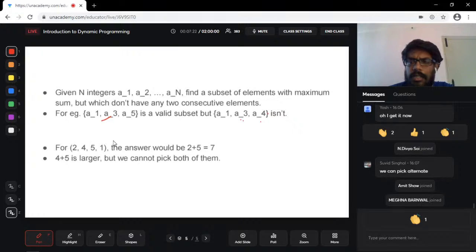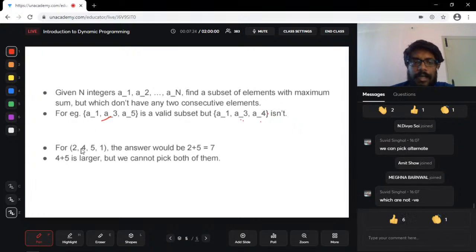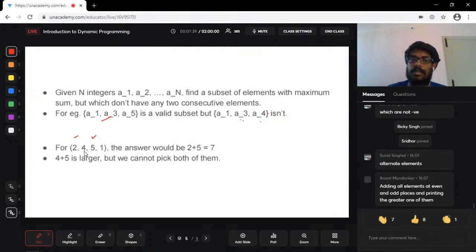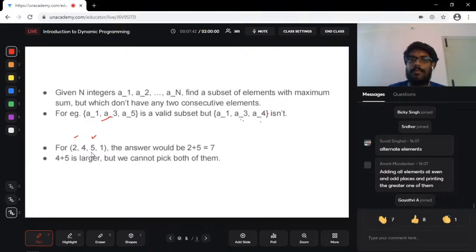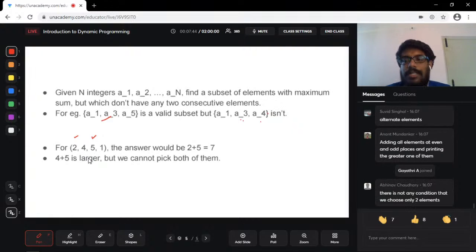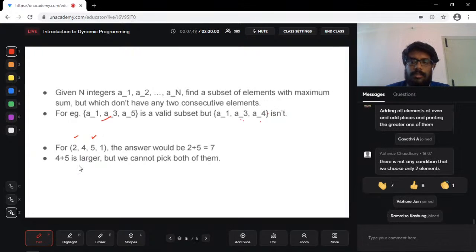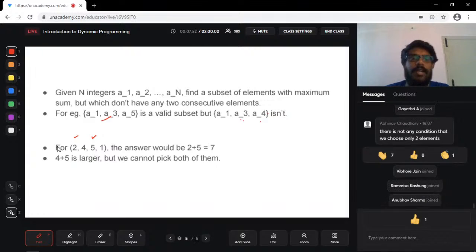And here now the answer should be clear, right? I'll choose 2 and 5, and I get 7, right? And this is a valid subset because 2 and 5 are not adjacent. Whereas I could have said, why not pick 4 and 5? I'm not picking them because they are consecutive, so I can't pick them. So 4 and 5 will be an invalid subset in this array, whereas 2 and 5 form a valid subset. And you can see that amongst all the valid subsets, 2 plus 5 will be the maximum.